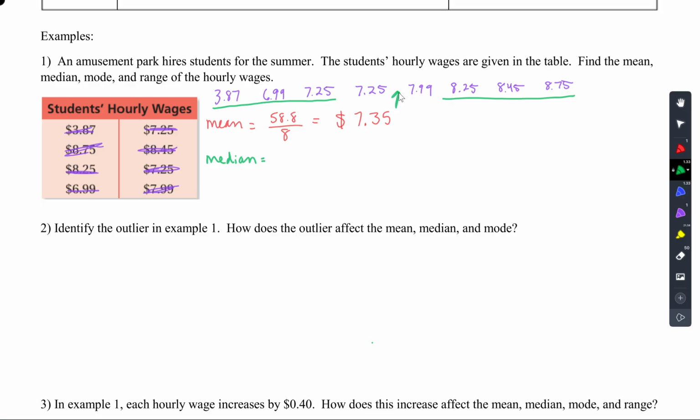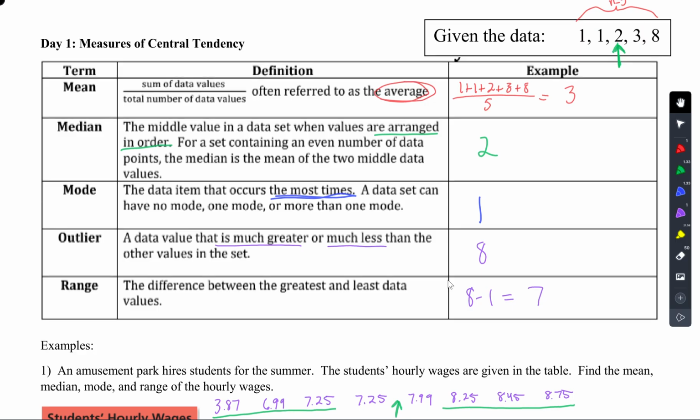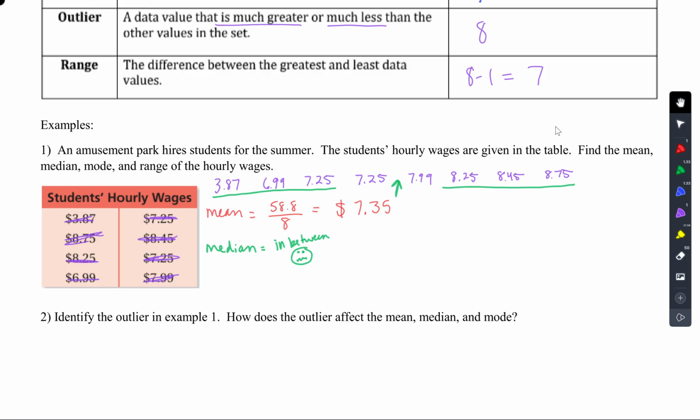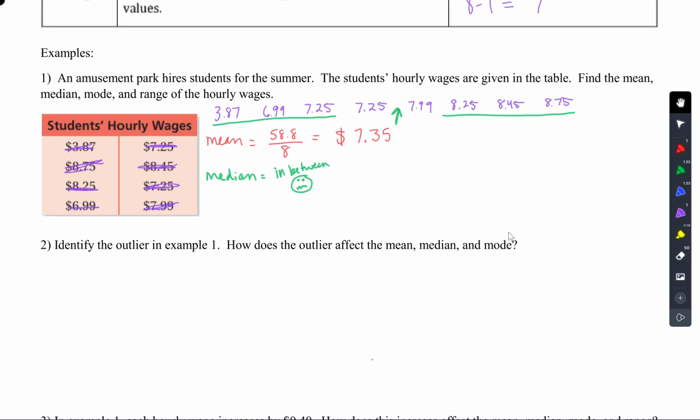Okay, so maybe somehow write a note to yourself that it's not an actual value, it's in between, which is like an angry face. Okay, so if it's in between, remember this other one? It was super nice. It was an actual value, but because there's an even number, what you do with those is you average them.